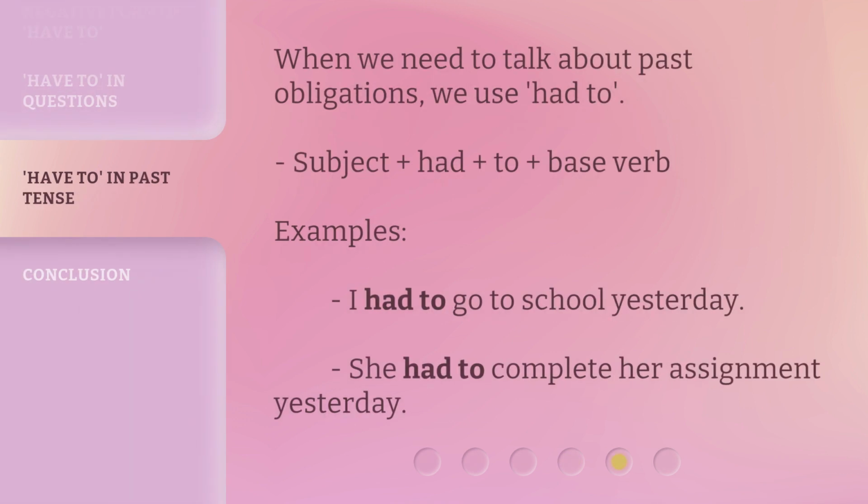When we need to talk about past obligations, we use had to. Subject plus had plus to plus base verb. Examples: I had to go to school yesterday. She had to complete her assignment yesterday.